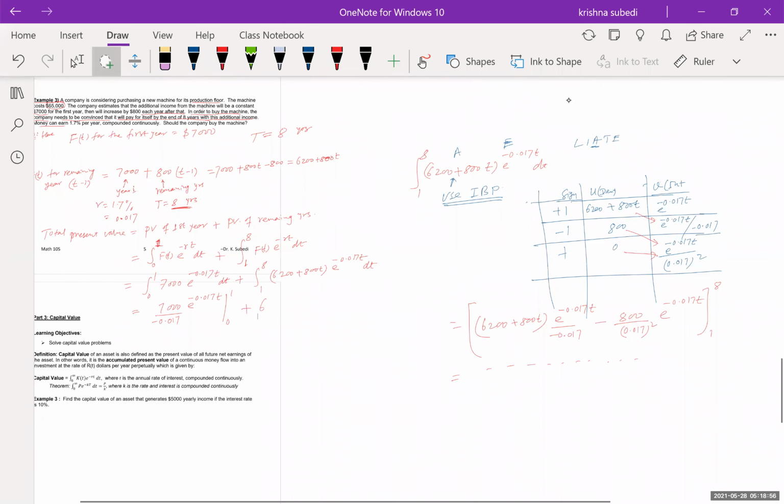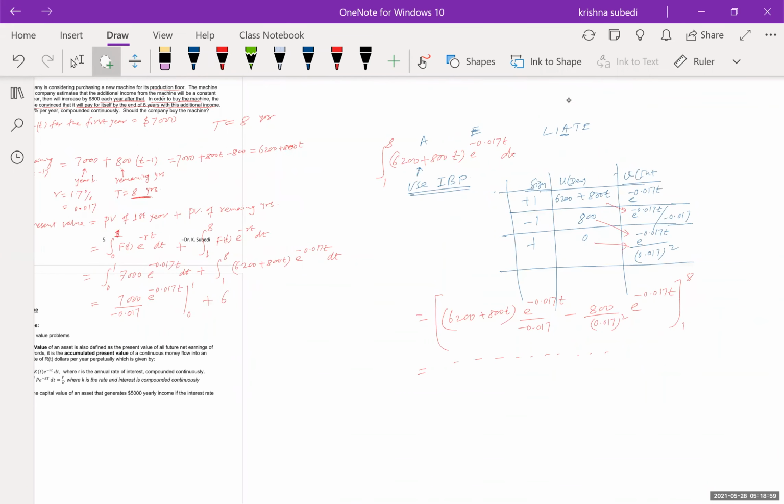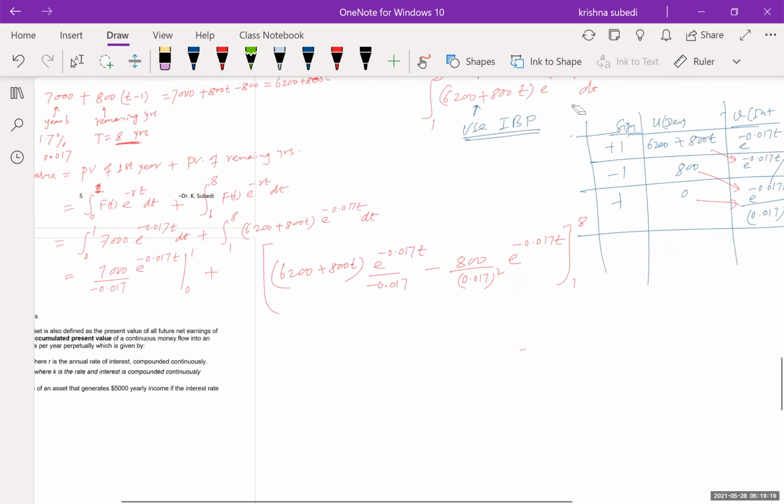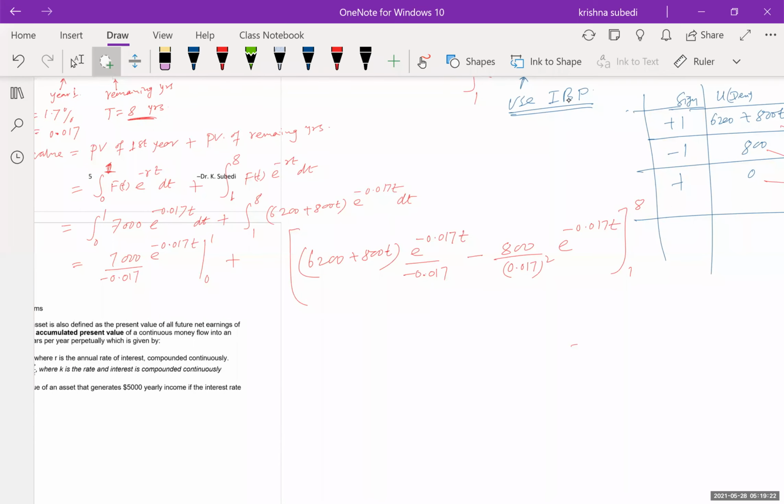So this is what we got. Let me just bring it this side. We calculate this and calculate that, and then my calculator tells me the value is $70,166 combined together.